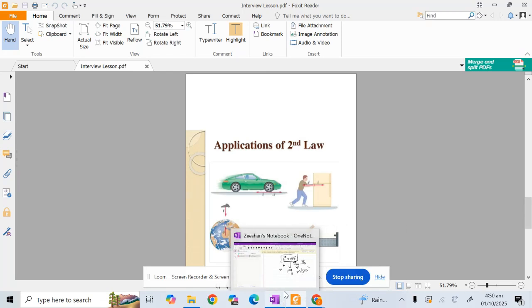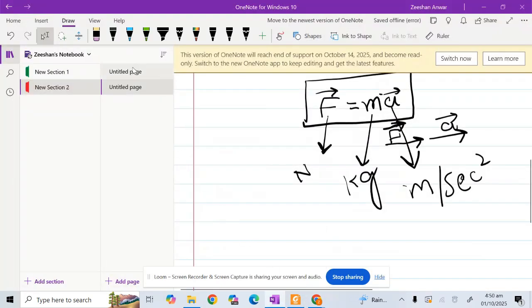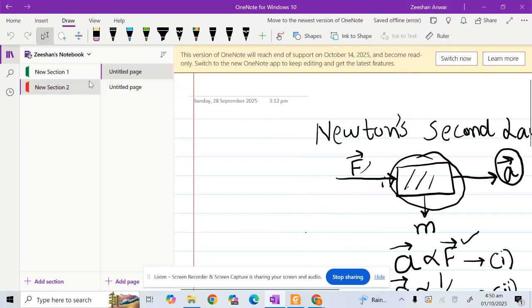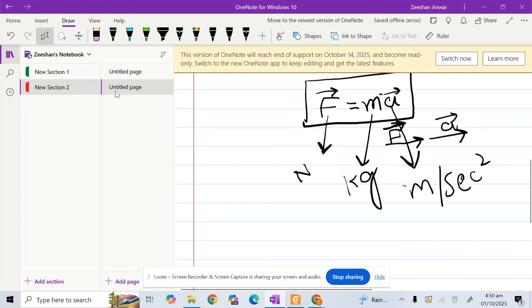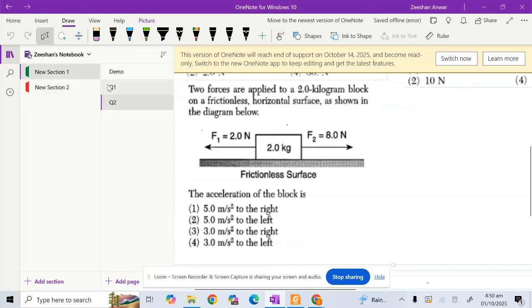Now, for a practical application, we will see a problem or question that is based on this particular law. Okay, so coming towards this particular question, we have an MCQ which is very important, and it is repeated many times in IB physics exams. It says that two forces are applied to a 2 kilogram block on a frictionless horizontal surface, as shown below.